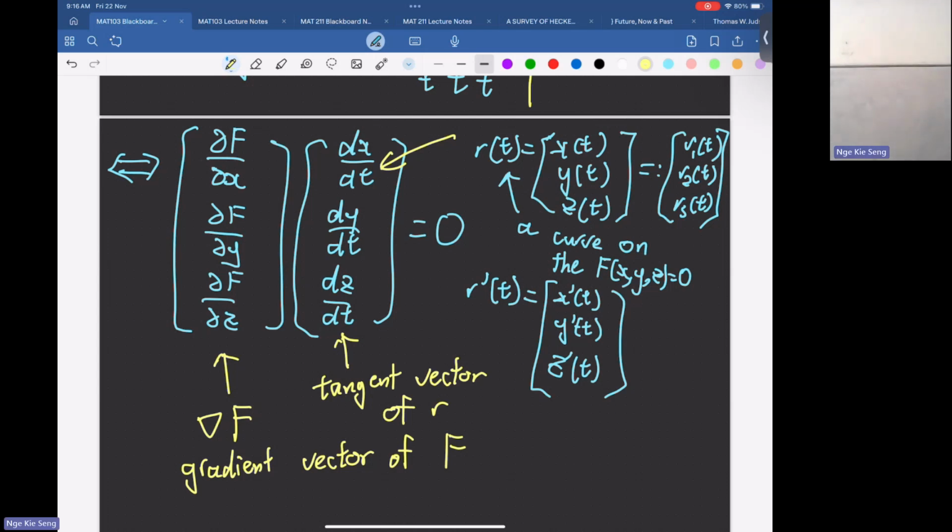So meaning what? These two vectors are perpendicular to each other if their dot product is 0. So nabla F is always normal to all the tangent vectors. The tangent space is a collection of all the tangent vectors. So the normal vector to this tangent plane will give you the formula of your tangent plane.